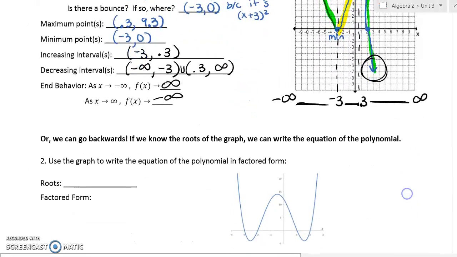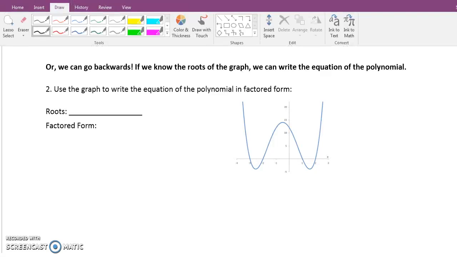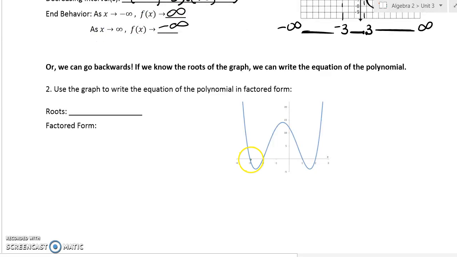The other examples, believe it or not, will go a lot faster. So let's look at them. It says use the graph to write the equation of the polynomial in factored form. So what we're going to do is figure out what the zeros are and use those zeros to help us out. So here is one of the zeros. That looks like it is at negative 3. We have another zero at negative 2. We have another one at 1 and the last one at 2.